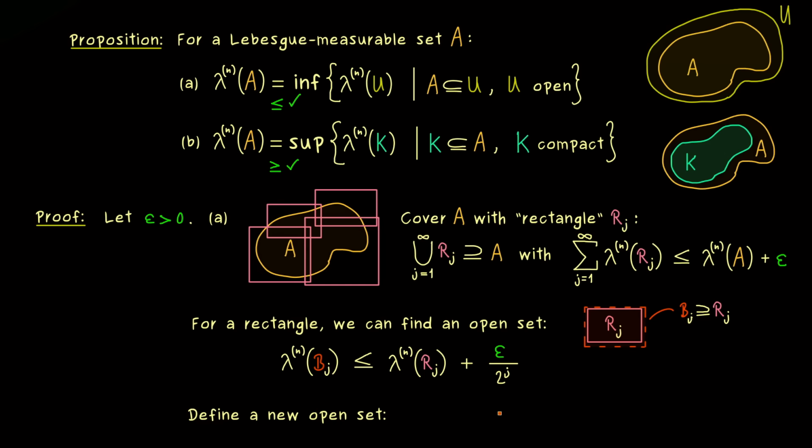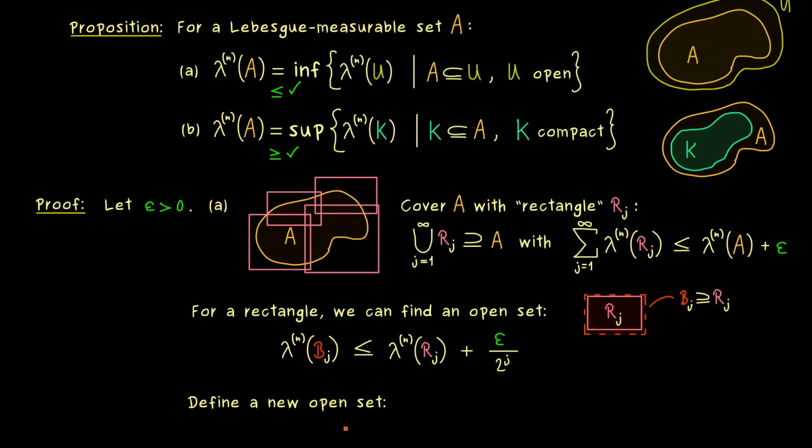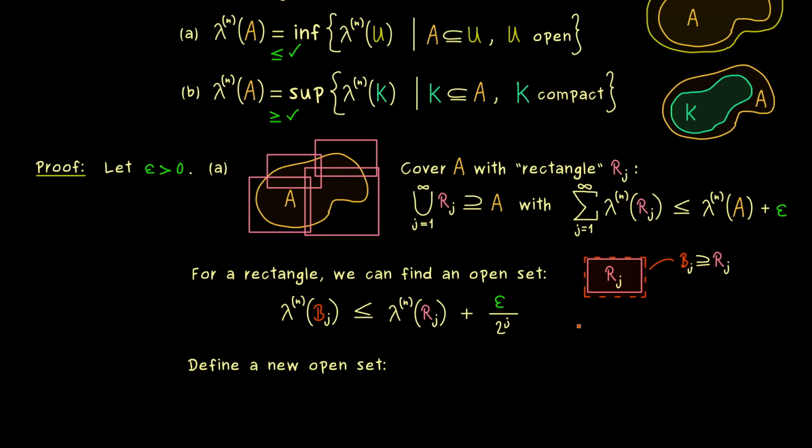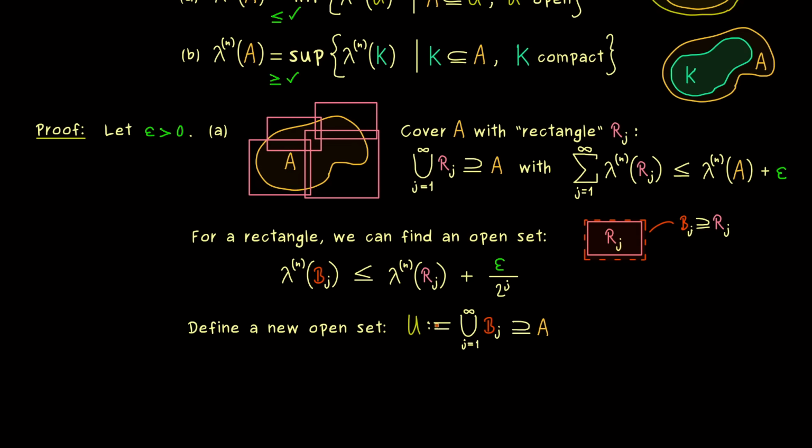And we want to have that because now I want to define a new open set by the union of these open sets. And this will be our set U that covers our set A. So this is quite clear because we cover the rectangles with these open sets, we also cover the set A. And now you see we can just use this inequality for every index j to calculate the measure of U.